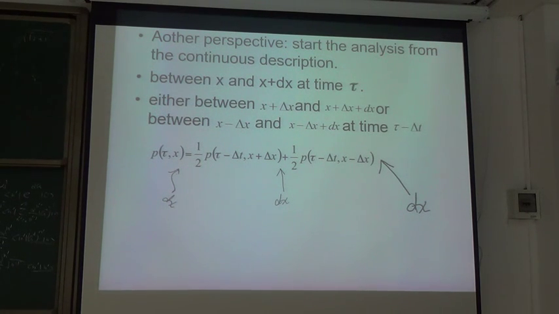But in the procedure above, we began with the discrete random walk model and changed to the continuous picture with limits to obtain the Gaussian distribution. Now, for a more direct perspective, we start the analysis from the continuous description directly. If at time tau the particle's location is between x and x plus dx, and at time tau minus delta tau, the particle can be either between x minus delta x and x plus dx, or between x plus delta x and x plus delta x plus dx, as shown in the picture. And similar to the random walk, it has equal probability from the two locations at the last time.